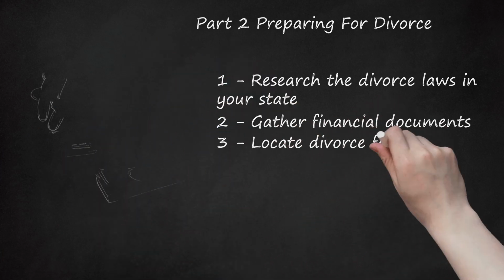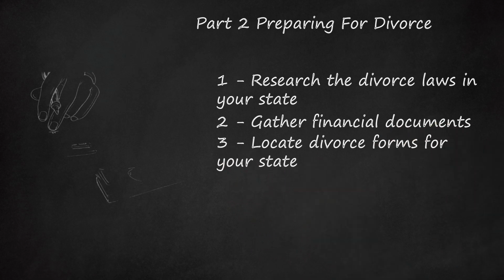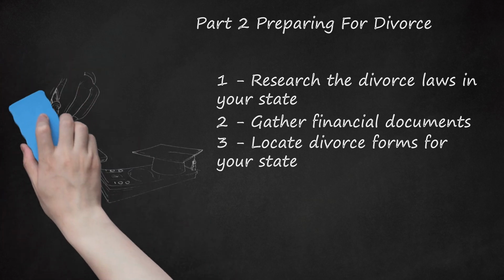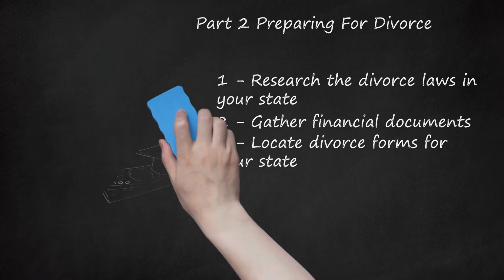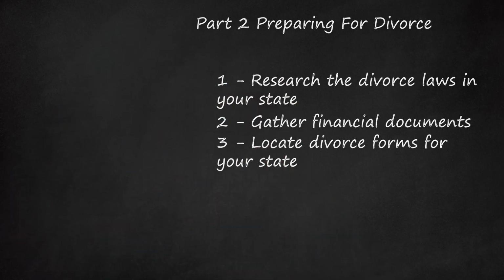3. Locate divorce forms for your state. Most states have downloadable forms on their state court websites to simplify the divorce process. You can locate divorce forms for your state in the following ways. Conduct an internet search with the name of your state and divorce forms. Search state court websites for divorce forms. You can visit individual state-specific court websites by locating your state on the following website.